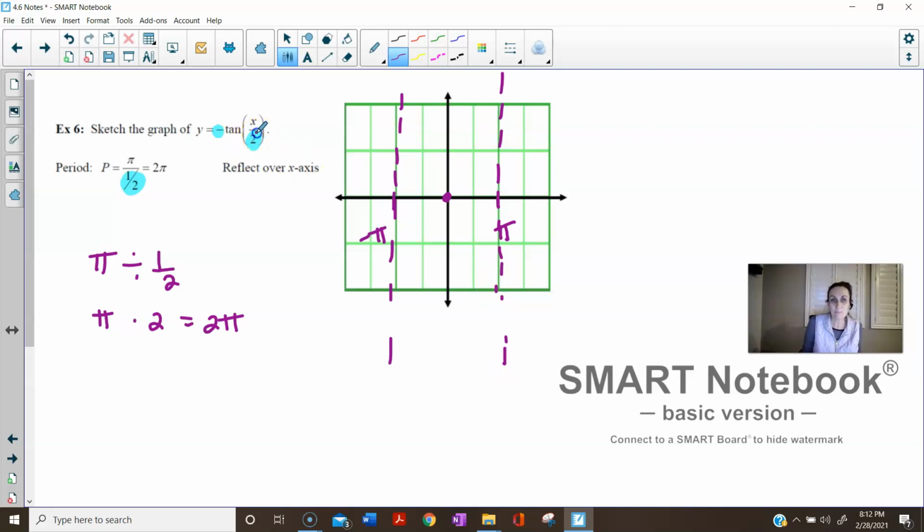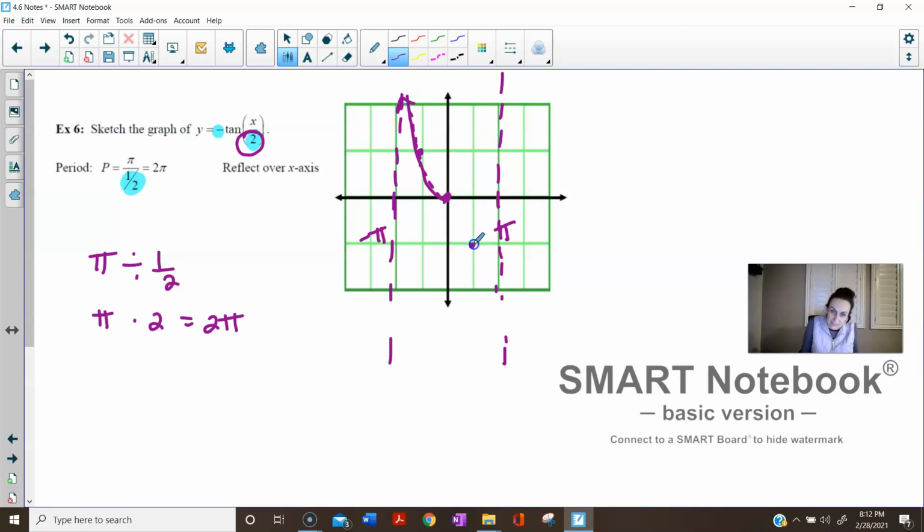So this b right here is a horizontal stretch. It's stretching the graph. Now, typically the tangent graph goes up to the right, but the negative reflects it. And so now this graph, I don't need to do dotted, I can do a solid, is going to go up to the left instead.